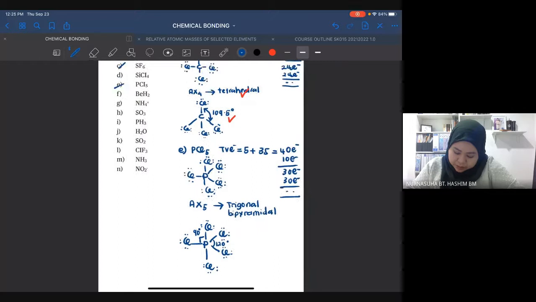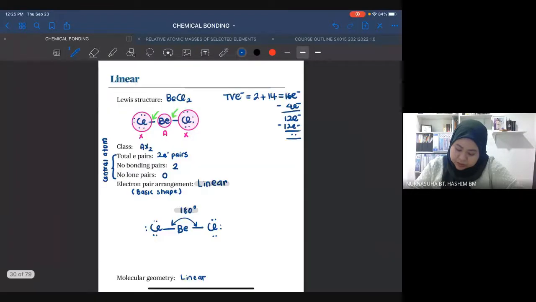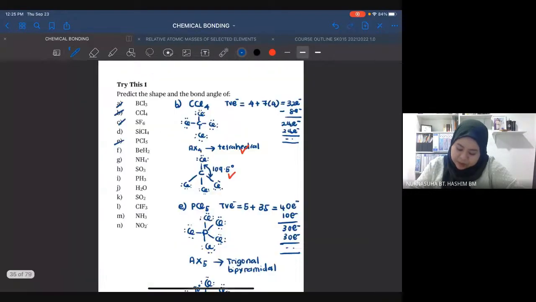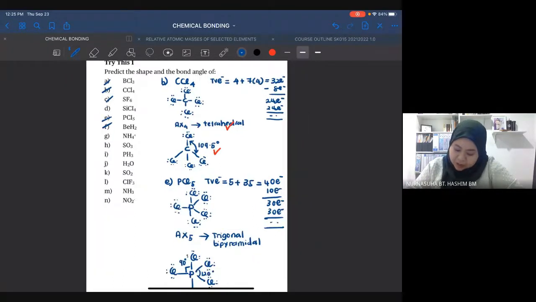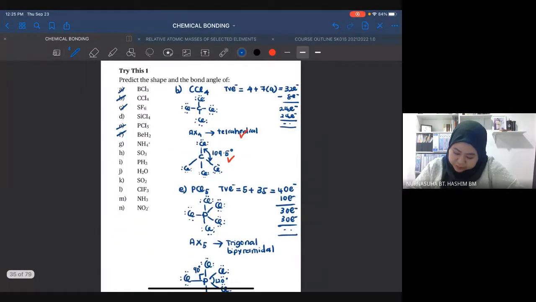Okay, BeH2. BeH2 sama macam yang example first yang Madam tunjuk tadi. Madam nak cari yang ada lone pair. Sekejap. Sekejap ini.